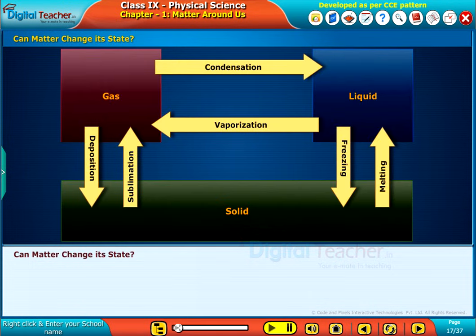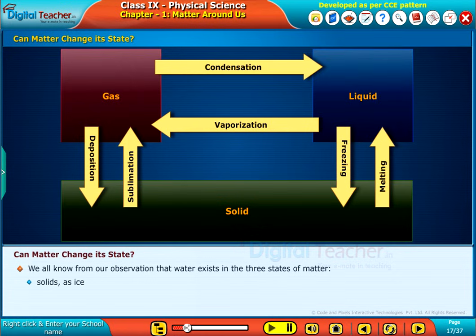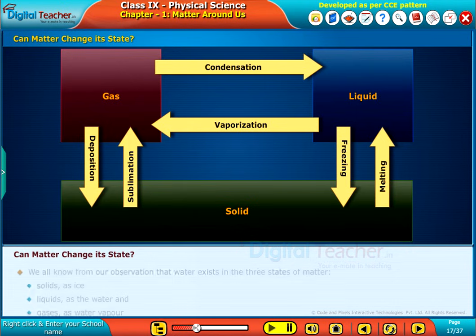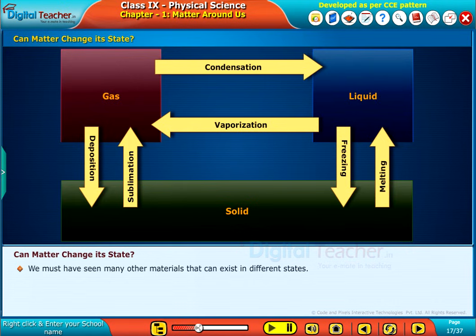Can matter change its state? We all know from our observation that water exists in the 3 states of matter: solids as ice, liquids as the water, and gases as water vapor. We must have seen many other materials that can exist in different states.